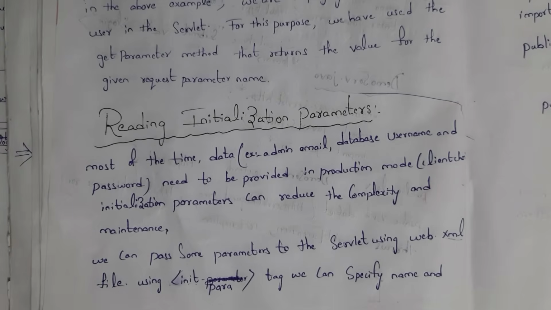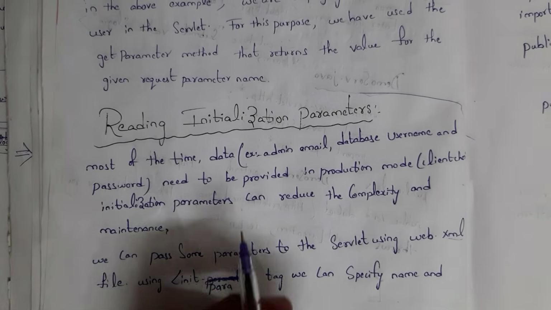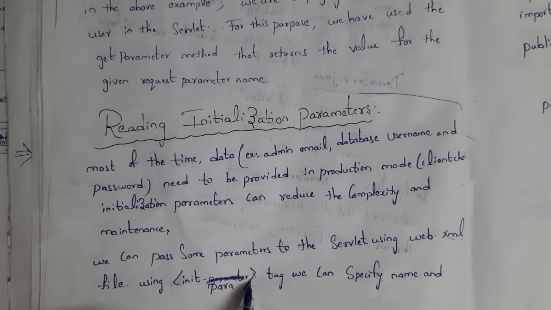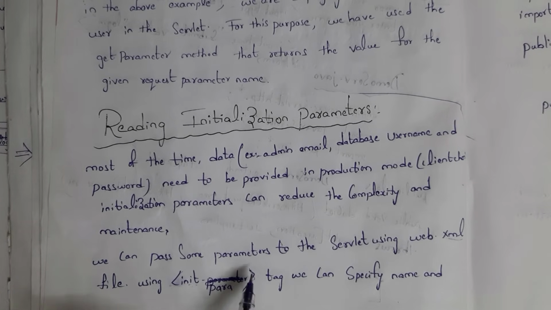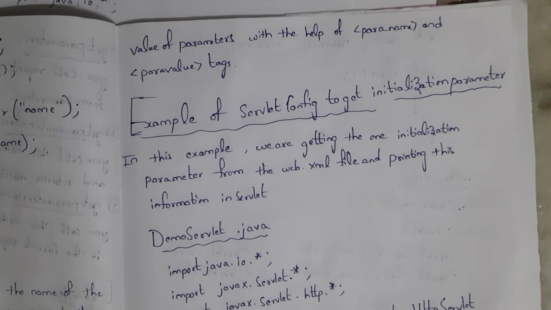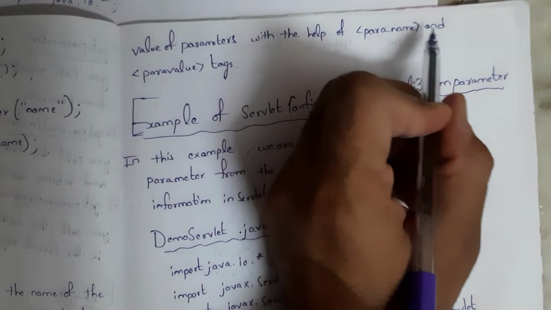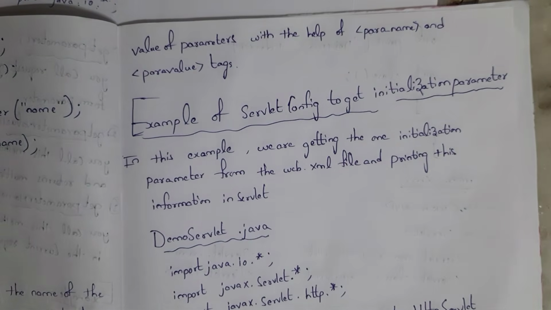In the web.xml file, using init-param, we can pass some parameters to a servlet. We can pass parameters to the servlet by using the init-param tag. This init-param tag is an XML tag, and we can also specify the name and value of the parameter by using the param-name tag and the param-value tag. These are the two tags used in order to specify the name and value of parameters.